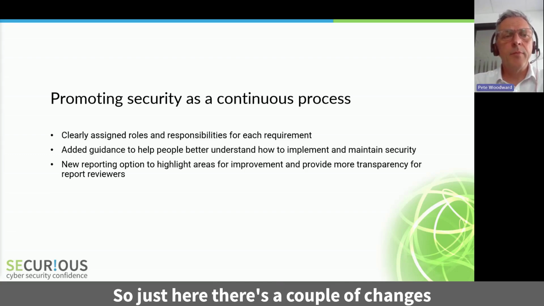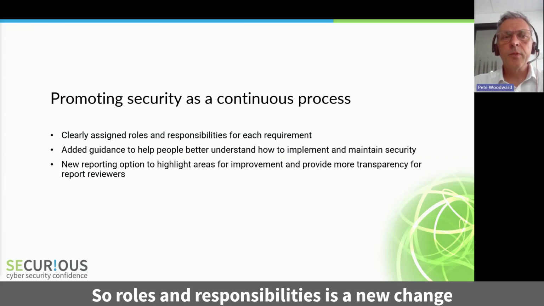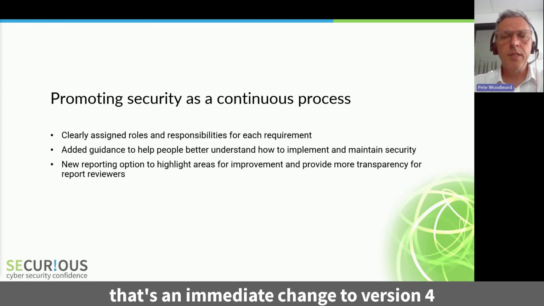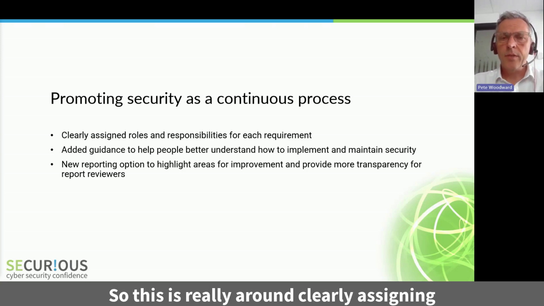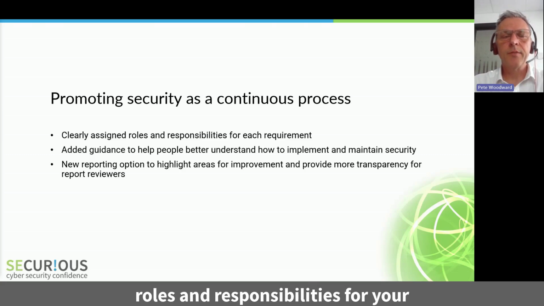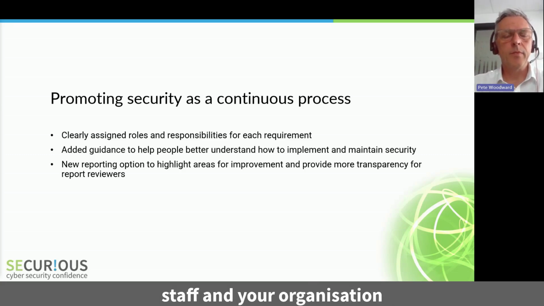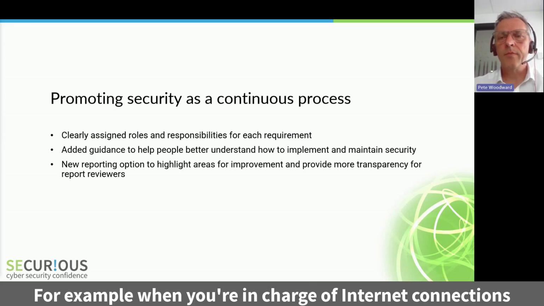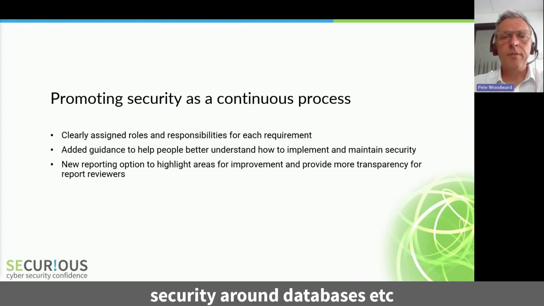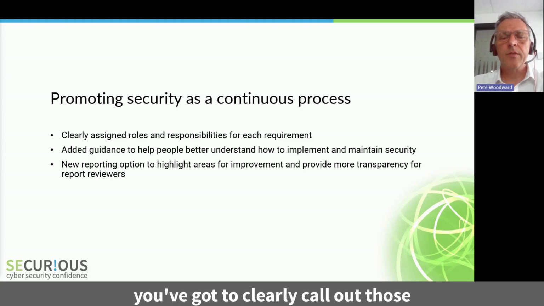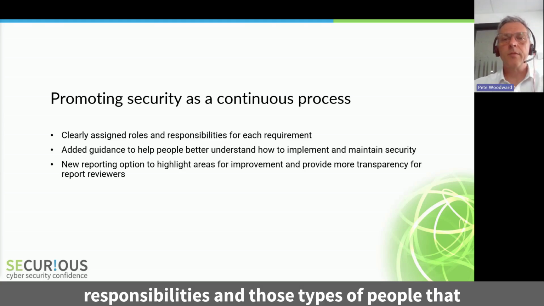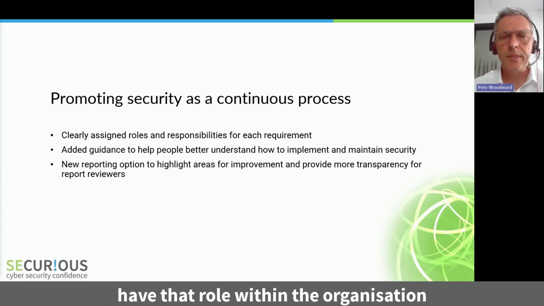So just here, there's a couple of changes. Roles and responsibilities is a new change. That's an immediate change to version 4. This is really around clearly assigning roles and responsibilities for your staff and your organisation. For example, when you're in charge of internet connections, security around databases, etc., you've got to clearly call out those responsibilities and those types of people that have that role within the organisation.